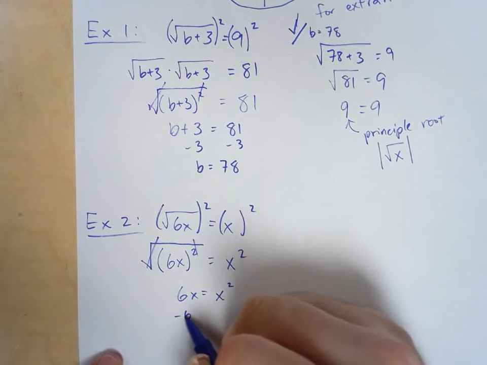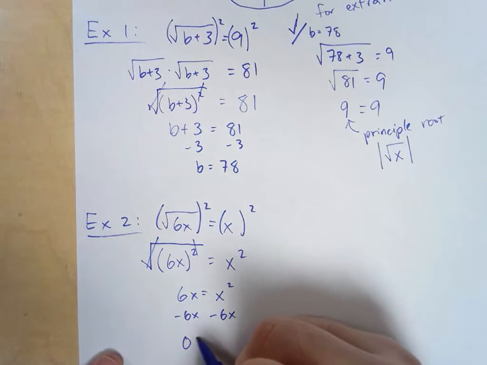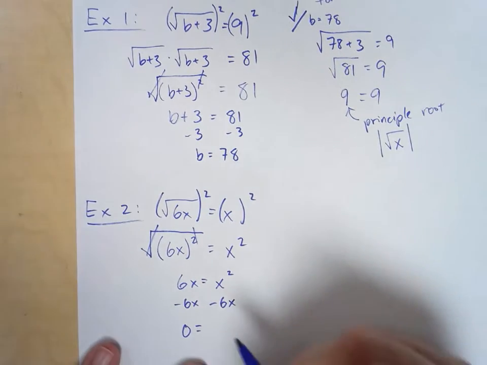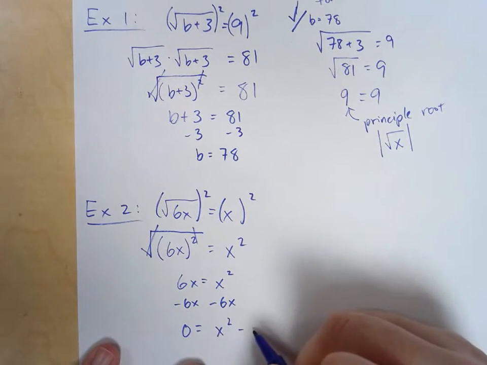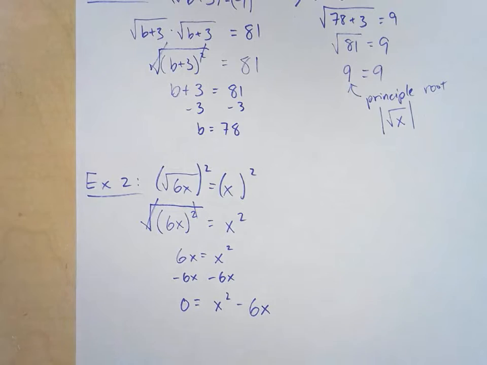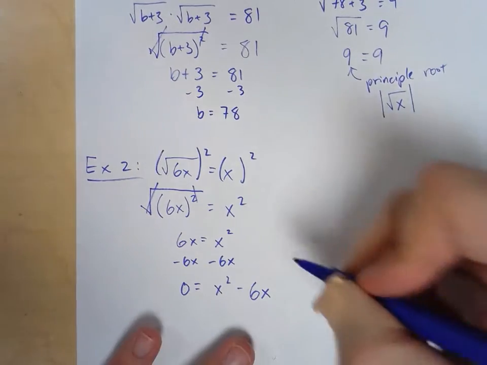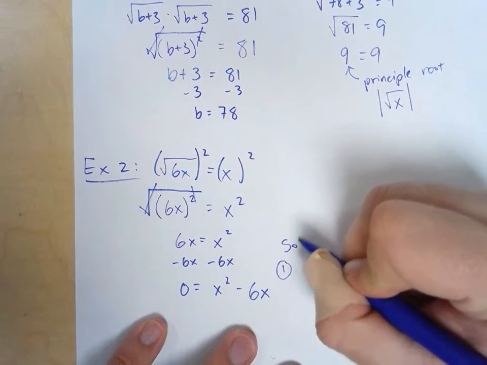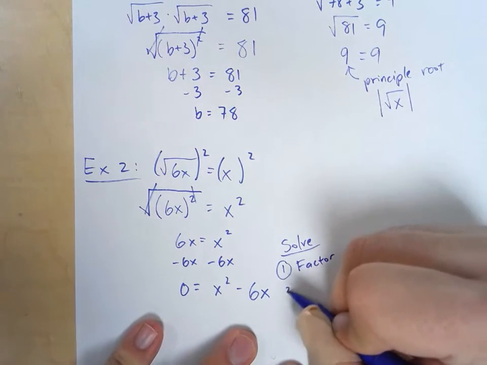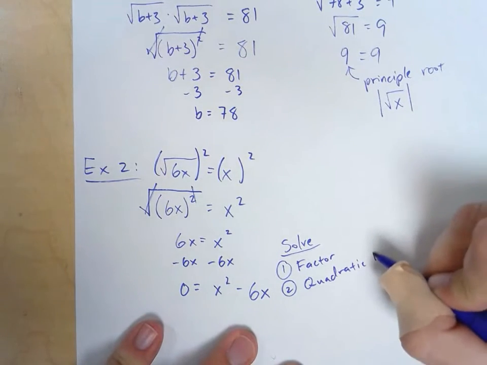So we're going to get everything on one side of the equal sign, where we have the highest degree term positive. So I'm going to subtract 6x on both sides. These are not like terms, so I'm not going to combine them. I'm going to get x squared minus 6x equals 0. Then we have to do a couple things. We could solve this with factoring, which is the first method to try. The second method is the quadratic formula. Remember the negative b, all that stuff?